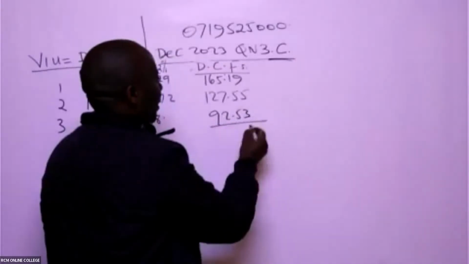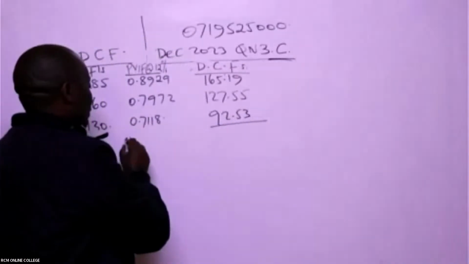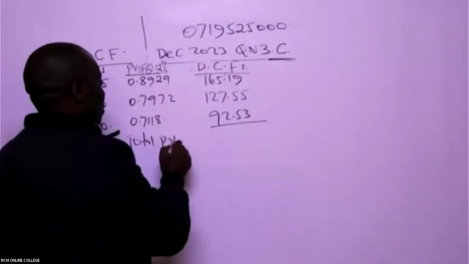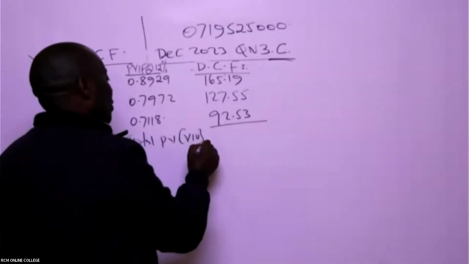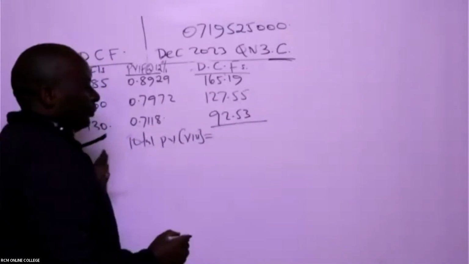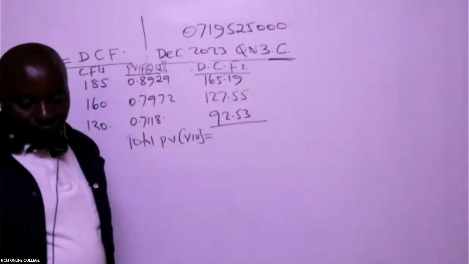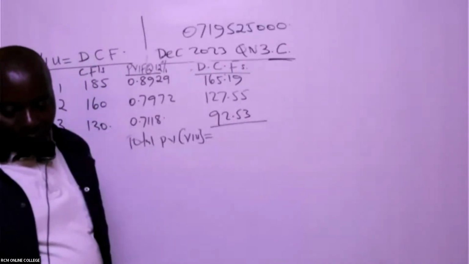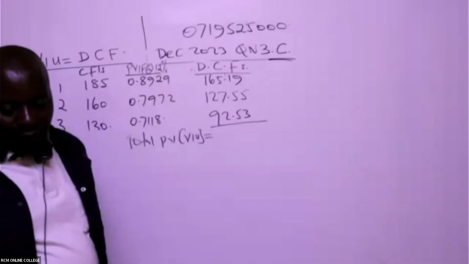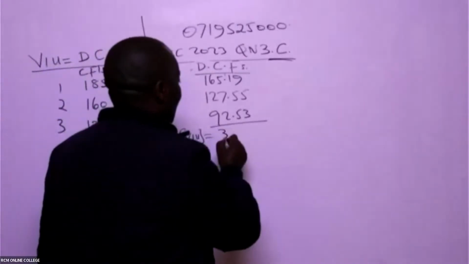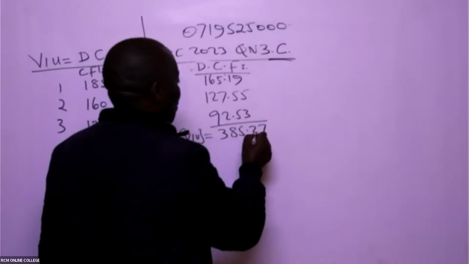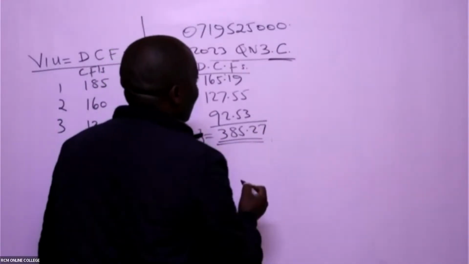So please come and give me the total present value, which will be my value in use. It is 385.27, as the value in use.